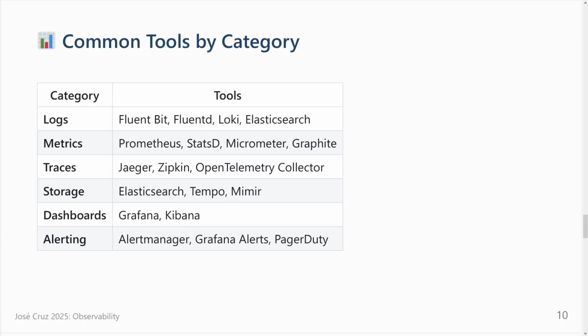OpenTelemetry Collector. You can use the OpenTelemetry Collector here, but it will be more to get the traces and send them to Jaeger. You can put them in some files and export yourself, but if you want a good setup, probably for the traces, you connect using the OpenTelemetry Collector and send to Jaeger. Even Jaeger can receive directly as a collector if you want. Storage: Elasticsearch, Tempo, Mimir here. Dashboards: Grafana and Kibana are quite popular. Alerting: Alertmanager, Grafana Alerts, PagerDuty. There are others that are better than these ones, but most of them are paid.